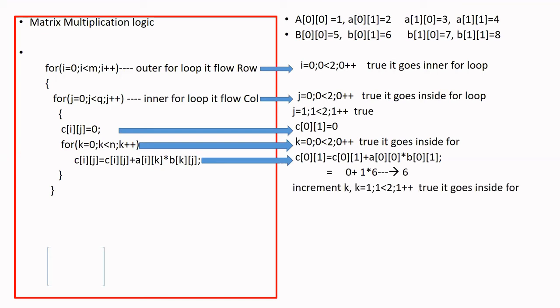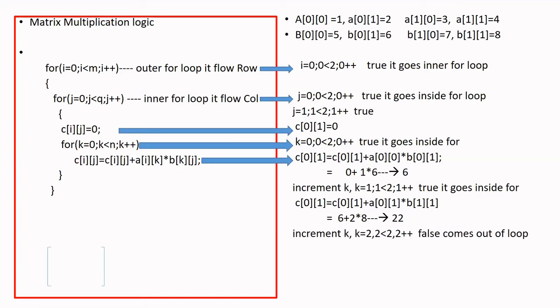So 1 is less than 2. Yes, the condition is true. Again, it will go to the formula. Now C of 0 1 value is 6. So 6 plus 2 into 8. That is A of 0 1, that is 2, multiplied by 8, that is B of 1 1. Finally, you will get 22.